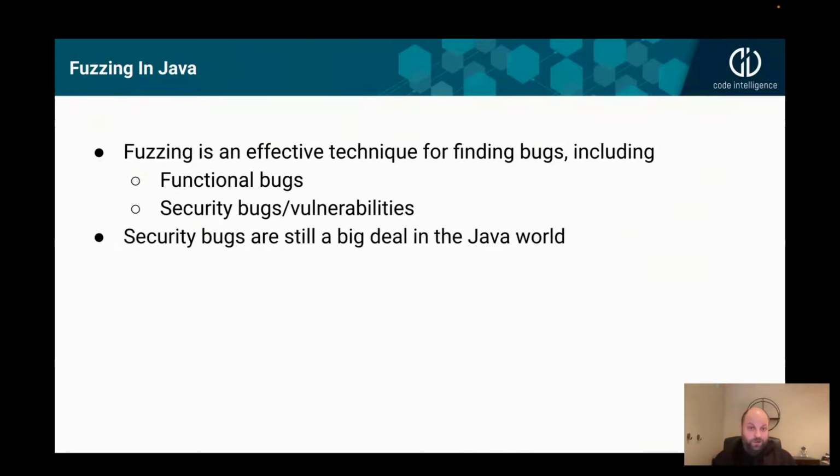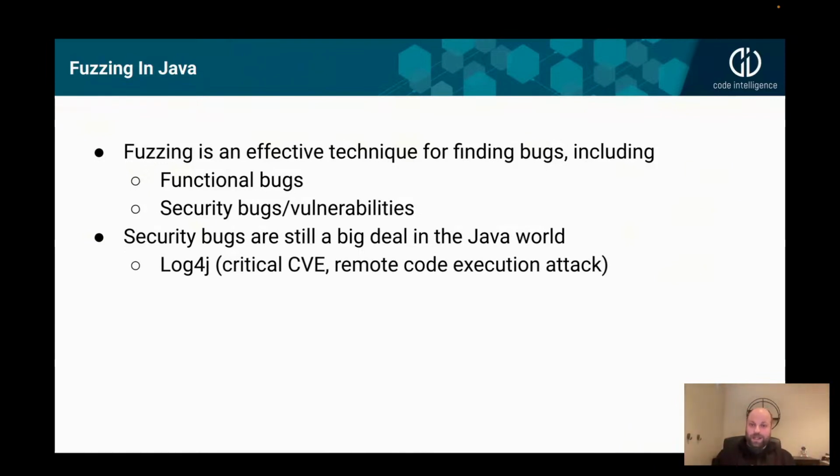And also, even though Java is in a way more secure, more memory safe, than C and C++, security bugs are still a big deal in the Java world, even if you're not thinking of embedded software or system software. You're thinking of web development, web backends, or data processing, ETL loops, those sorts of things. Security vulnerabilities and bugs are still a big issue.